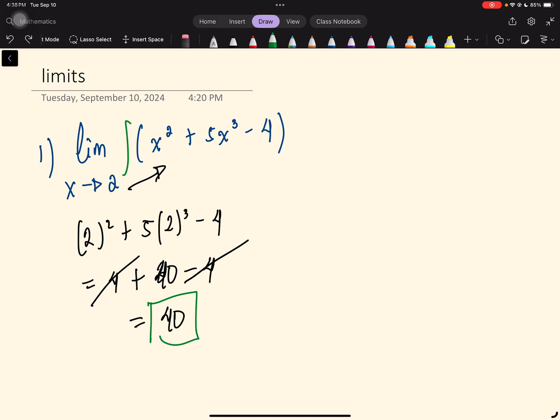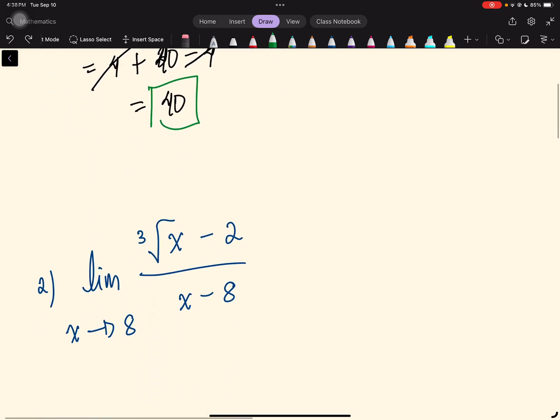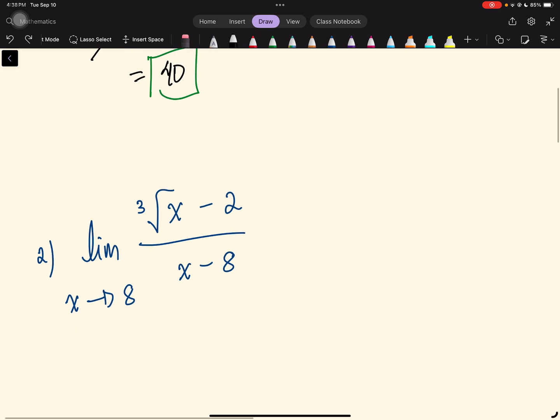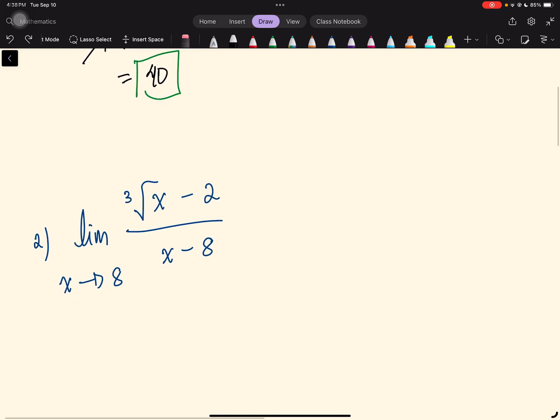All right, so let's move on to limit number two. Oh my gosh, ayan, medyo challenging na siya. Okay, so I'll do my best to share a few tips or my very own personal strategies for solving these kinds of questions. So the very first thing I would do is directly substitute it. Okay? So if I substitute it, it's gonna be like this. Minus 2 and then 8 minus 8. And boom, what do you see?